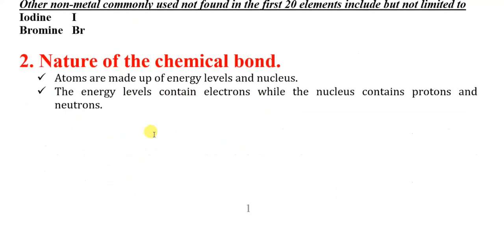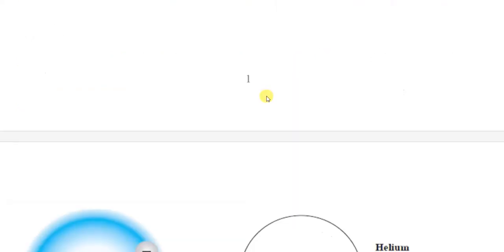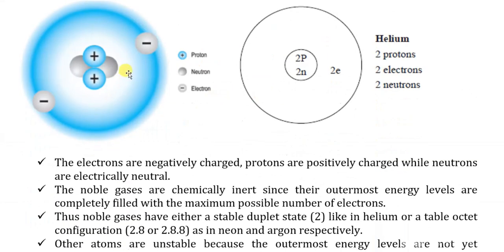So another thing we want to look at is the nature of the chemical bond. Atoms are made up of energy levels. That is another thing you need to understand, energy levels. So in an atom, let me take you through this atom. This is an atom. An atom is made up of two major regions, that is the nucleus and the outermost energy levels. These lines are called the energy levels. So in the energy levels we have electrons, and in the nucleus we have the protons and the neutrons.